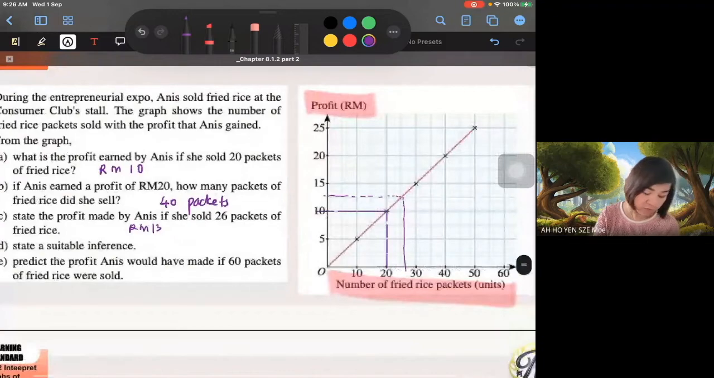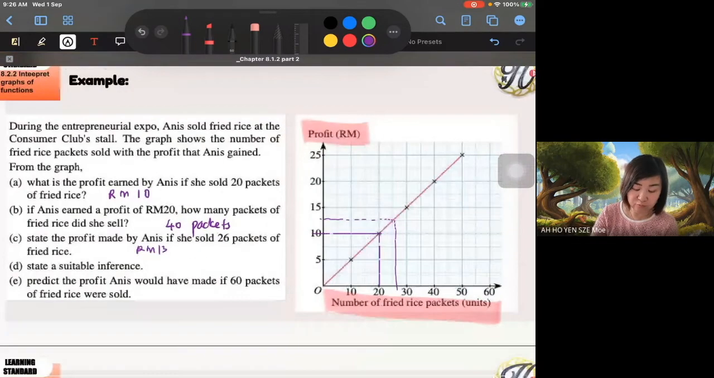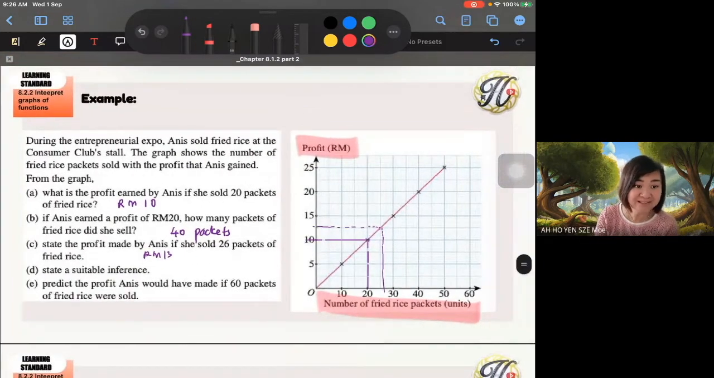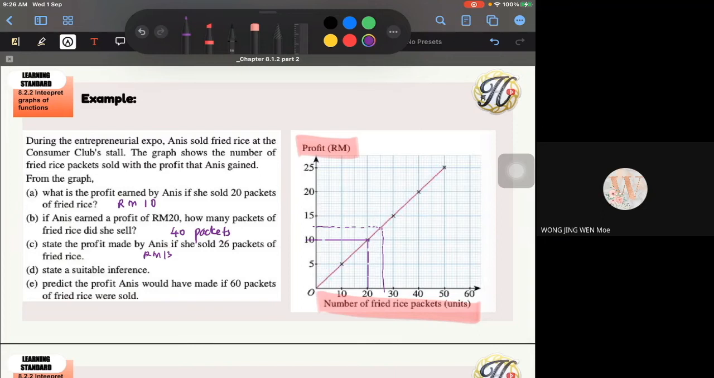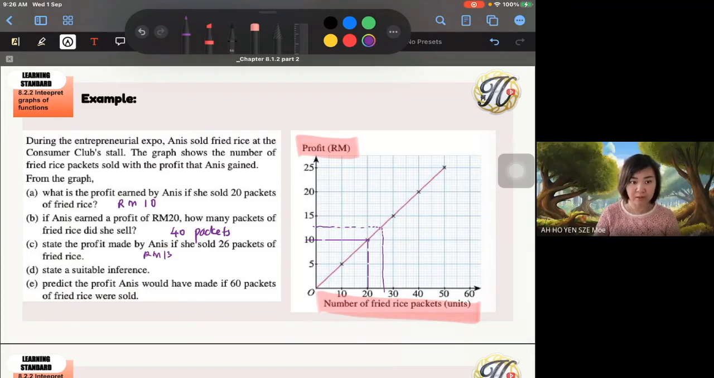Okay. So what do you mean by inference? Inference is what you learn in science, right? So you see the line go up or go down. You see the number. If the number of packets increases, how is the profit? Profit increases too. Inference increases also, right? Up also. So that is your inference, which you learn in science, how to write the inference. The more number of fried rice, the higher the profit gained.